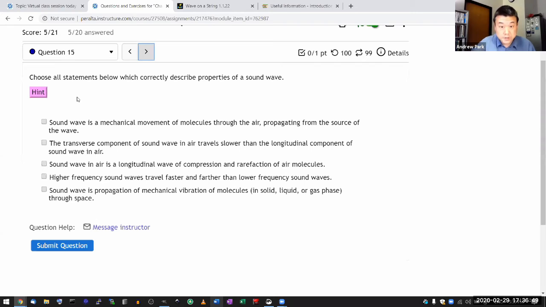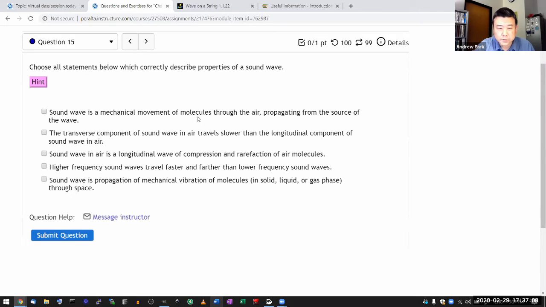Okay, this is multiple answers, so I should answer that. Correctly describe properties of sound wave. This sounds like one of those reading questions, which is why it says that. So let me just go through reading each one, saying if it's right or not. It says sound wave is a mechanical movement of molecules through the air propagating from the source of the wave. I'm going to take issue with this phrase, mechanical movement of molecules through the air. Like a lot of waves, there is movement of molecules, but it's not moving through the air from the source to the destination. It's not the physical thing that's moving through, it's more the shaking. So I'm not going to select that, that sounds wrong to me.